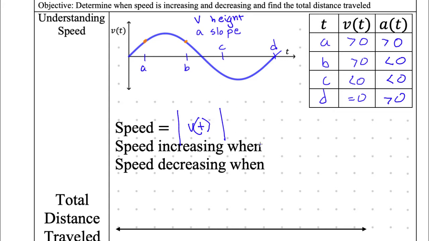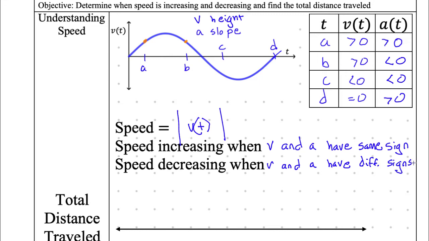All right, so speed is increasing. How do I say that with V and A? Speed is increasing when signs of V and A are the same. So V and A have the same sign. And speed is decreasing when V and A have different signs. I'm going to abbreviate DIFF for different sign. Cool. Hopefully I met the first part of our objective.